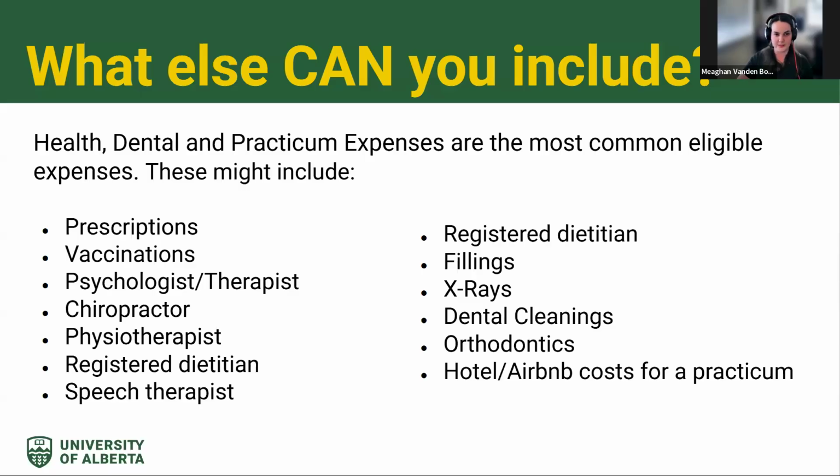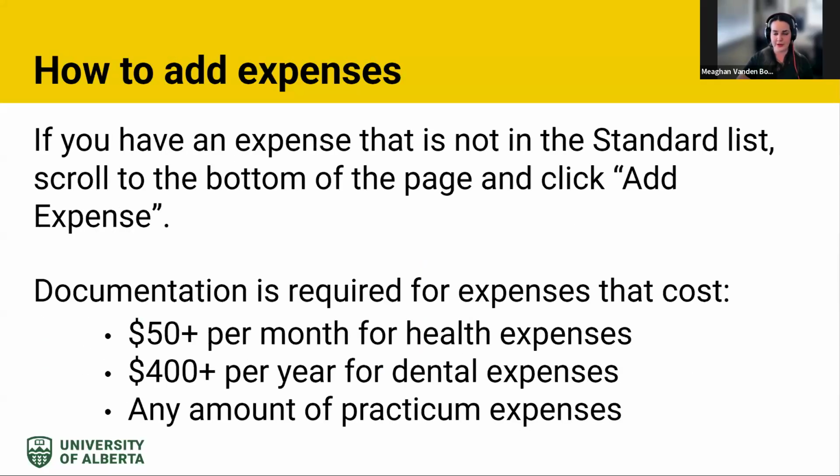So these are all examples of things that you might be able to add to your application if you have those expenses. To add them, as long as it's not on that standard list that I gave you, you're going to scroll down to the bottom of the expenses page and click add expense. We need documentation if it is over $50 a month that you are paying for health expenses, or over $400 a year for dental expenses.